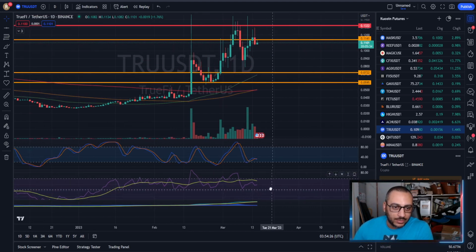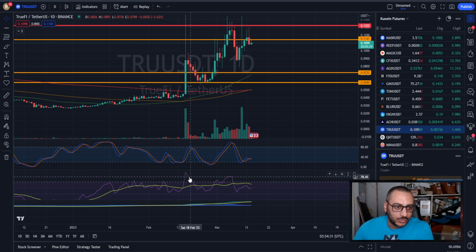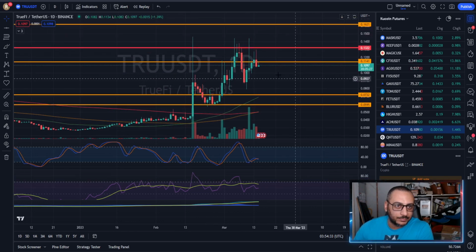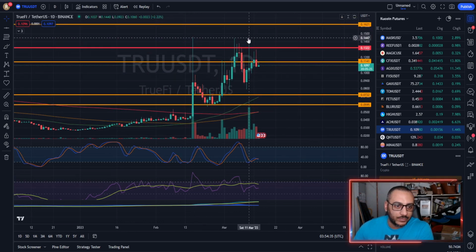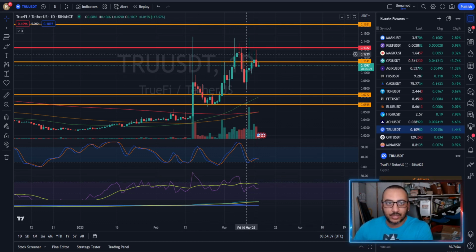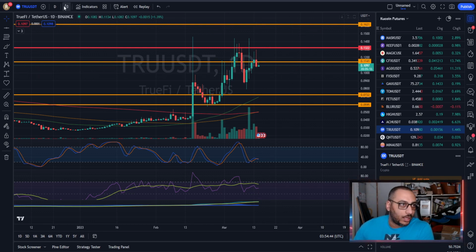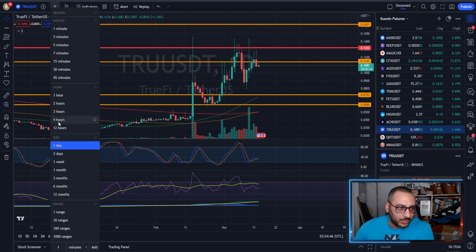Currently on the stochastic RSI, let's see if we have anything going on there. So we have a high, all of these are lower highs. So we just have bearish divergence, meaning the price should have come down here. So the resistance is real. Anyways, let's drop down to the 4-hour.